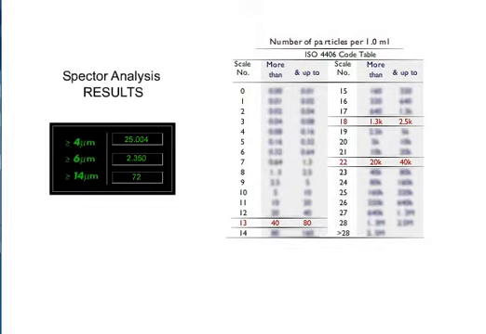In this example, a rating of 22, 18, 13 indicates the following. The first number, 22, indicates that the number of particles greater than or equal to 4 micron in size is more than 20,000 and less than or equal to 40,000 per milliliter. The second number, 18, indicates that the number of particles greater than or equal to 6 micron in size is more than 1,300 and less than or equal to 2,500 per milliliter. The third number, 13, indicates the number of particles greater than or equal to 14 micron in size is more than 40 and less than or equal to 80 per milliliter.